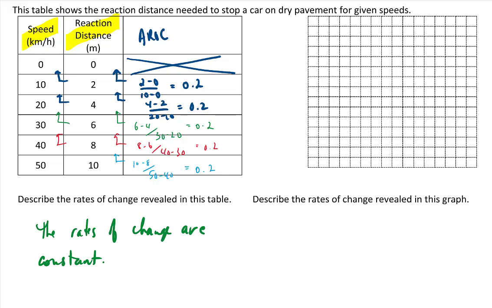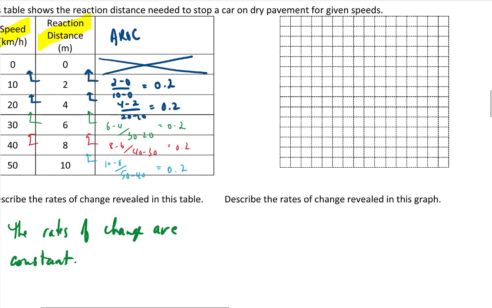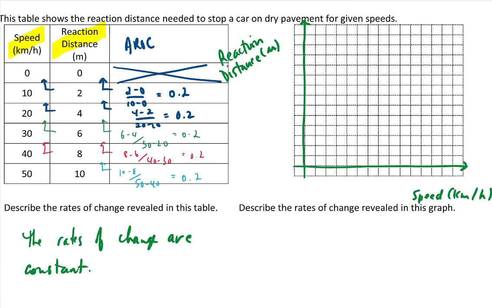So what does that mean about our graph? Let's graph the table values. For our speeds, we're going from 0 to 50, so I'm going to count by 5s. So there's 10, 20, 30, 40, and 50. And going along the y-axis, I'm going to count by 1s, so that's 2, 4, 6, 8, and 10.